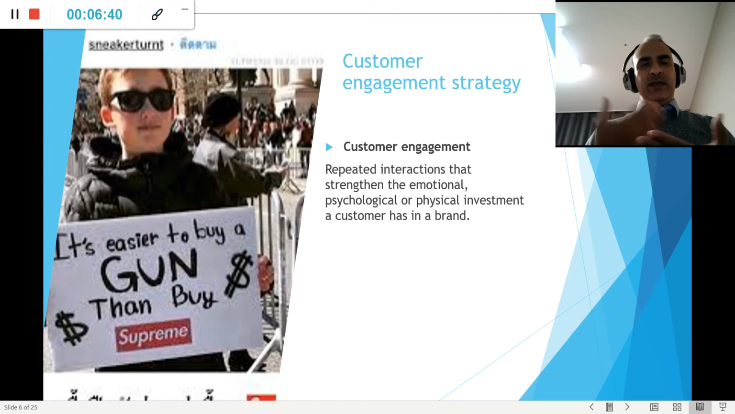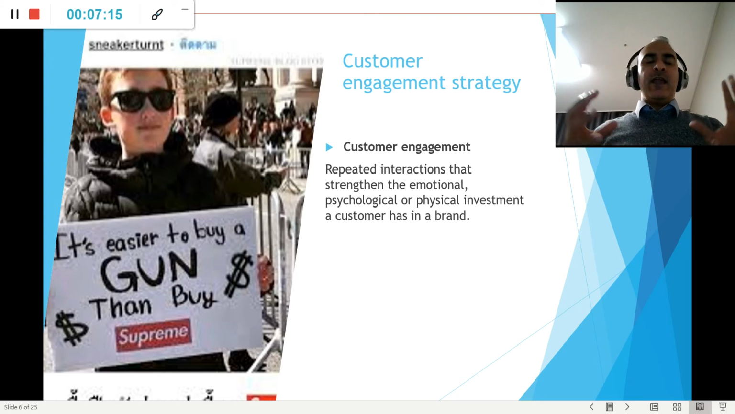We want repeated interactions, to strengthen the emotional, psychological or physical investment a customer has in a brand. Here I have the best example, which is the Supreme brand. And you see this boy. It's easier to buy a gun than buy Supreme. Why? They have built a customer engagement strategy where the Supreme brand hooks their consumers, right? For those who are really interested, because we have two types of consumers in Supreme: those that are just buying to resell, and those who really want to own special products of Supreme. For those who really are advocates of the brand, right?